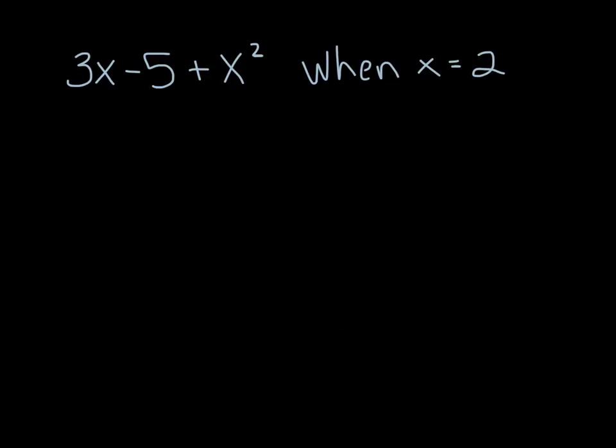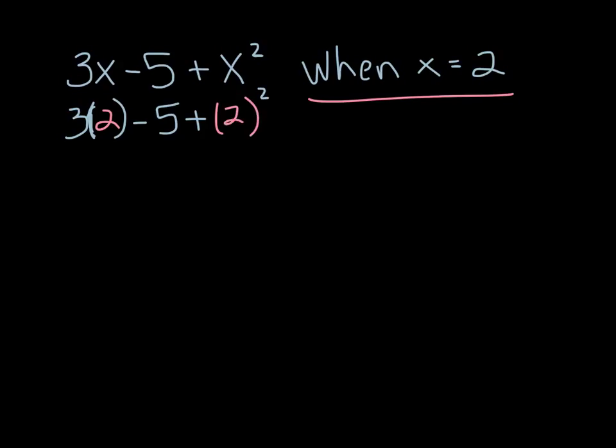Let's try an example. We have the expression 3x minus 5 plus x squared, and we want to evaluate this expression when the variable x equals 2. The first thing we need to do is substitute the number 2 in anywhere we see the variable x. Three times x. Now remember, we need to put either a dot here for multiplication or some parentheses to show that they're being multiplied. Go ahead and put parentheses here. We're substituting a 2 in for x minus 5 plus, and again you want to put parentheses around the 2 you're substituting in, and squared.